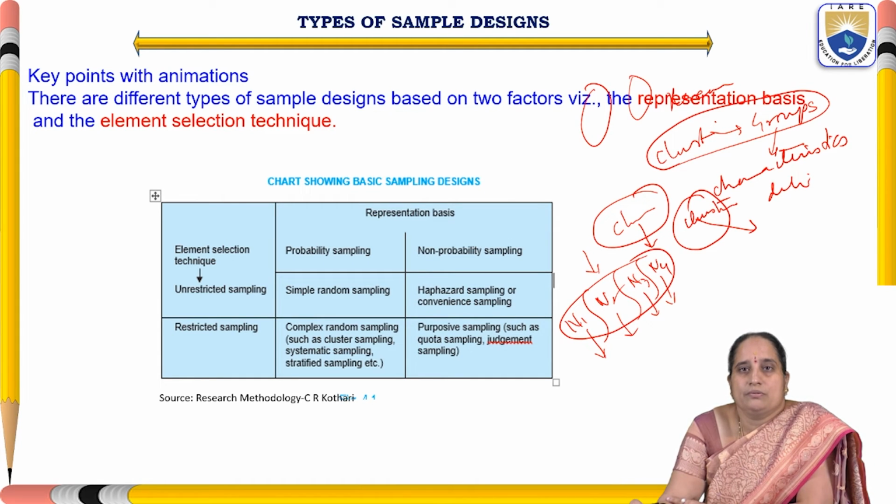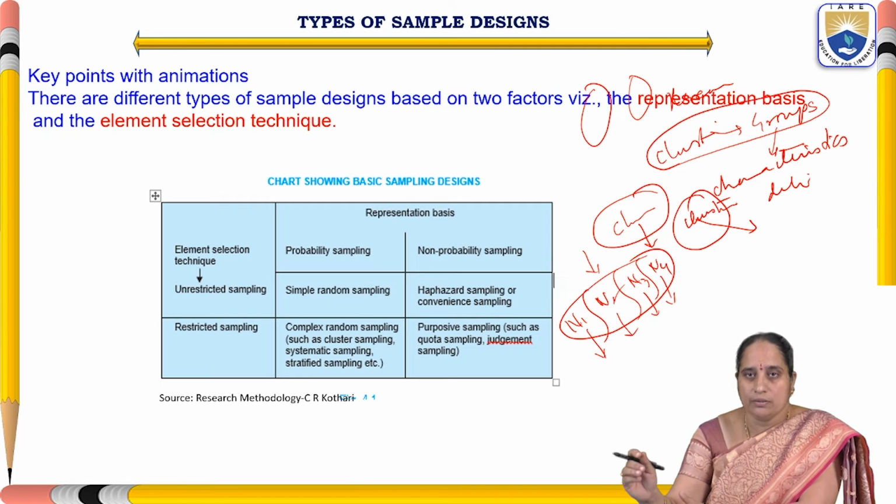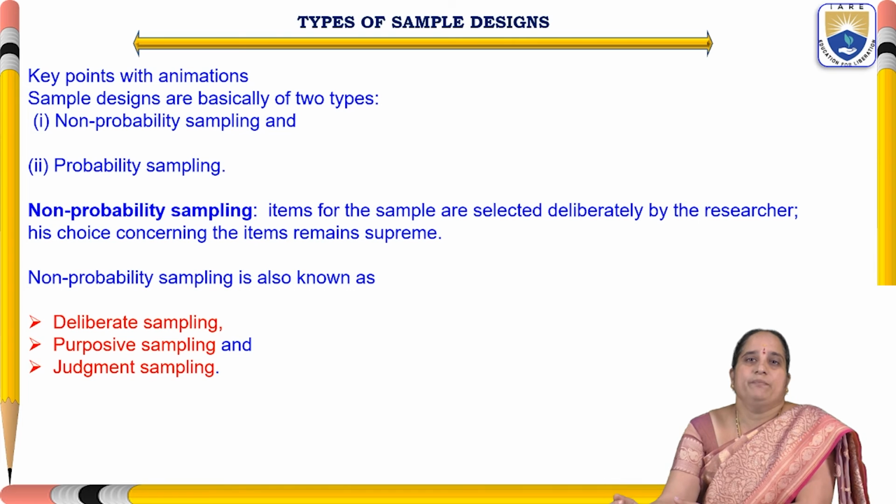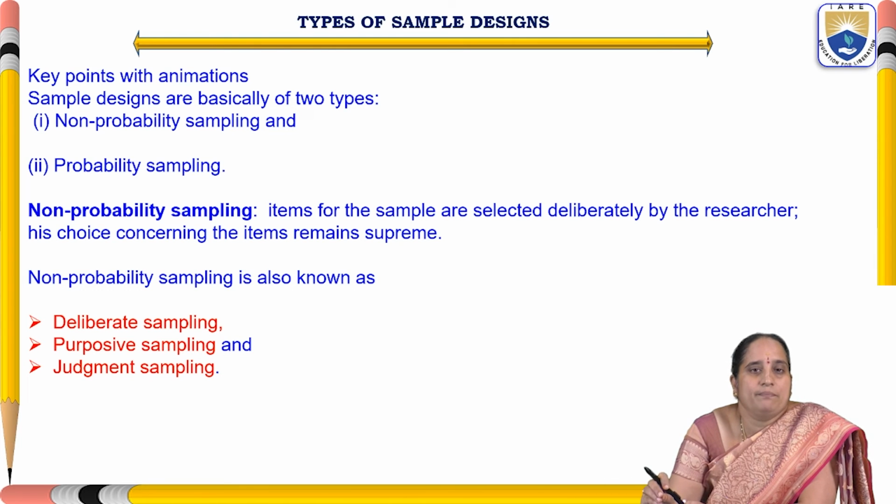It is based on two things. One is representation of the basis, what type of basis you are using, and how you are going to select the element, what type of technique you are going to use in the selection of a particular sample. Then basically we divide the samples into two types. One is non-probability sampling, the other one is probability sampling.